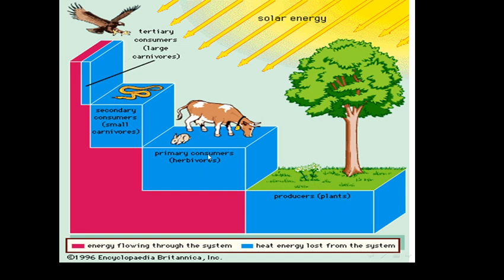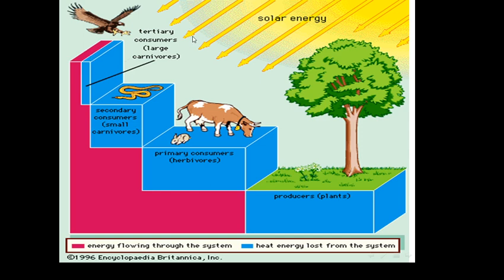Second, here we have the primary consumers, and we call them herbivores. Those animals that feed on plants, we call them primary consumers, and herbivores are those animals that feed on plants. Third, here we have secondary consumers or small carnivores. So this is like the snake here. Secondary consumers are those animals that feed on flesh of other animals. So we call them carnivores, small carnivores.